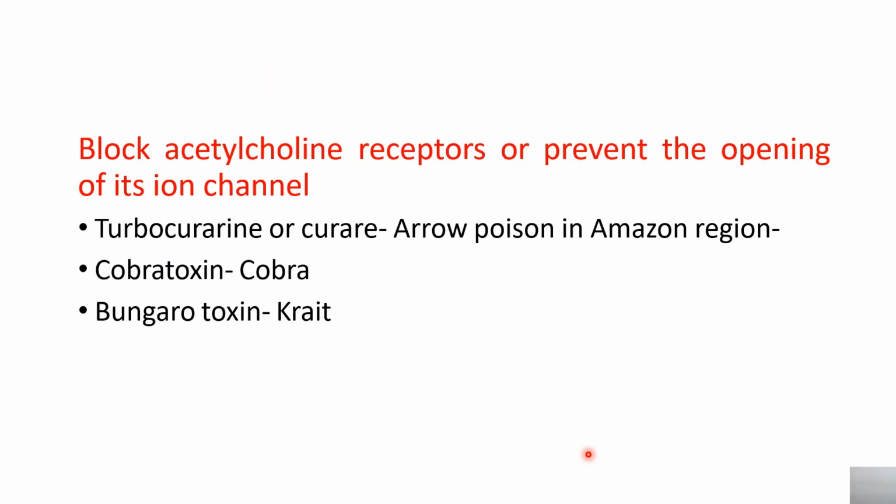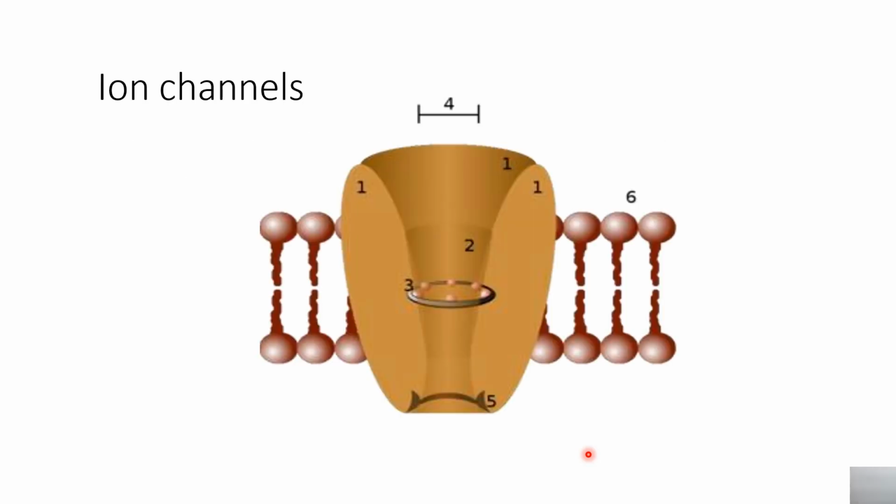Some toxins block acetylcholine receptors or prevent the opening of its ion channel. Like tubocurarine or curare, the arrow poison in the Amazon region, cobra toxin of the cobra, and the bungarotoxin of the krait. All of these are proper examples of these. Okay.